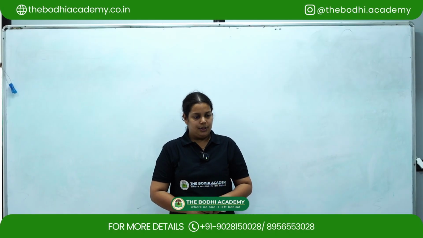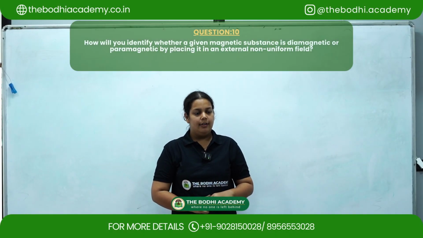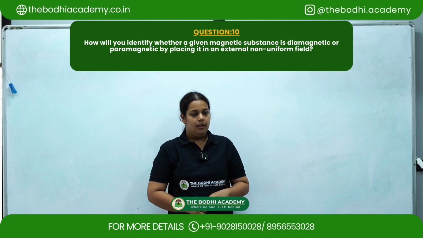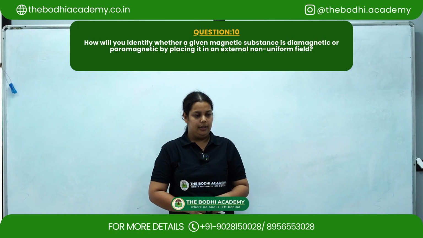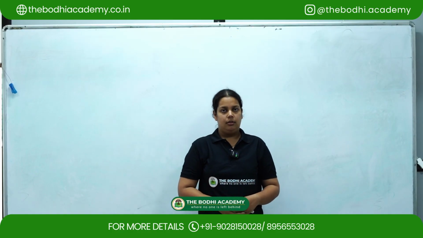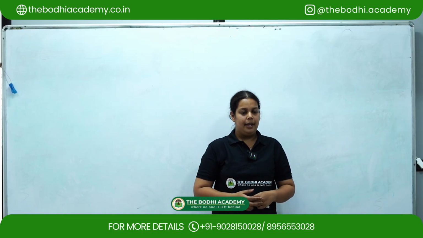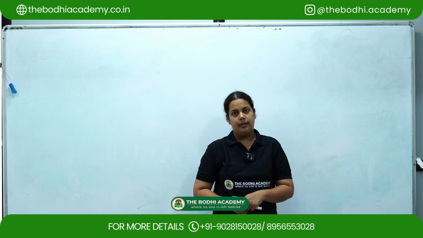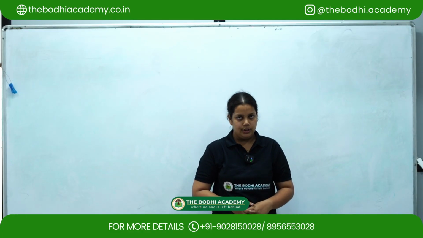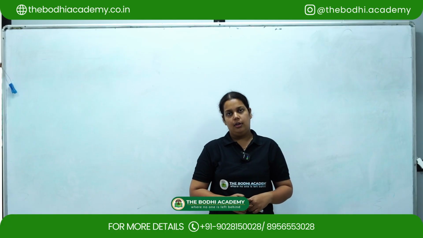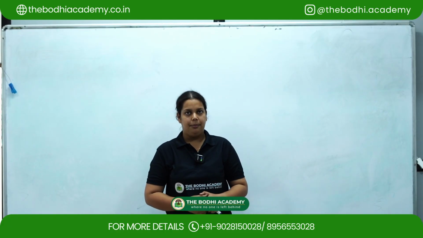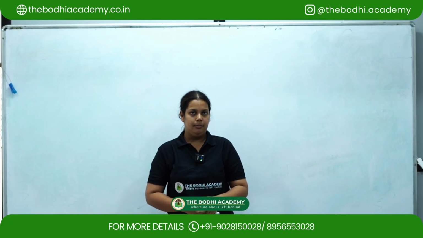Coming to the last question, how will you identify whether a given magnetic substance is diamagnetic or paramagnetic? By placing it in an external field. Place the sample in a non-uniform field, and paramagnetic substances will get attracted towards a stronger field region, and diamagnetic will be repelled from a stronger field region. They do not get attracted by the stronger field, so they are repelled by the stronger field region.